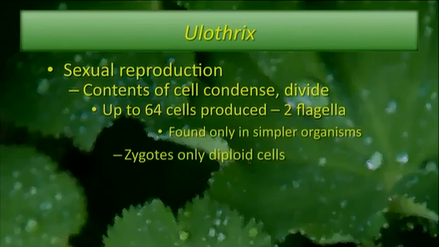So the zygotes are the only diploid cells, and this kind of isogamy is found only in simpler organisms. So zygotes are the only diploid cells, and all the other cells are haploid.